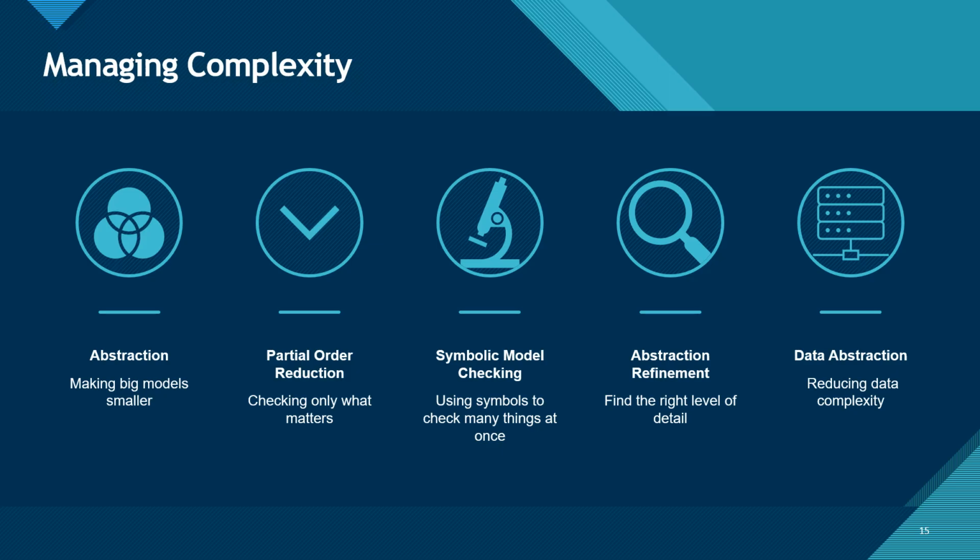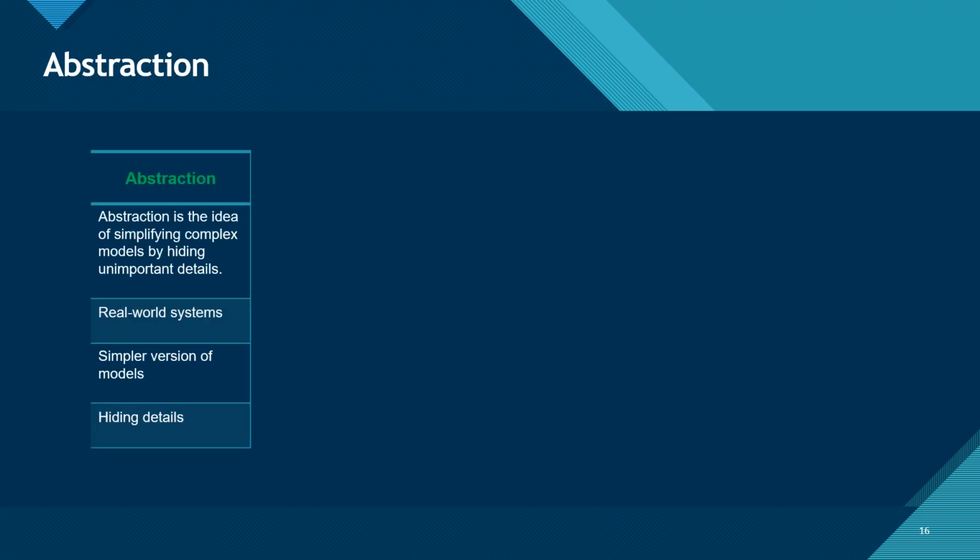We'll be going over these techniques one by one and understanding how they help manage complexity, which is a critical part of model checking. As we know by now, abstraction is the simple idea of simplifying complex models by hiding unimportant details. They are particularly important for real world systems, which can be massive and complex. It is the idea of creating smaller and simpler versions of models by hiding the right details.